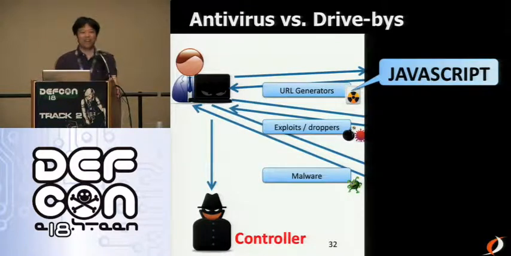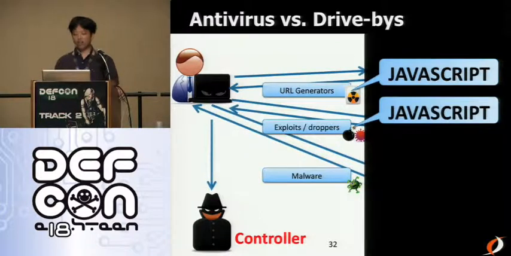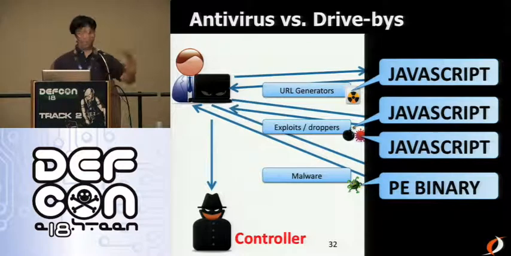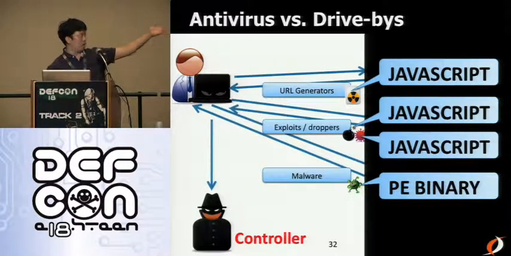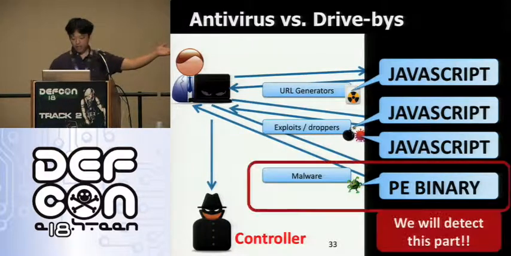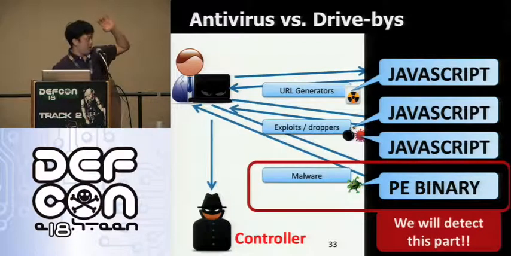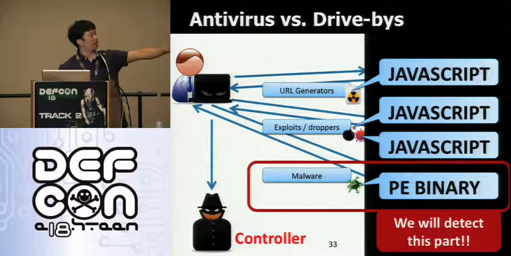Maybe it's true, right? I mean, yeah, PEs and everything and assembly, these are very hard. But unfortunately, we have to deal with JavaScript when we deal with drive-by download. And so, according to their explanation, as you can see, in our drive-by download process, the URL generator is JavaScript, the exploits are JavaScript, the malware itself is the PE binary, and this is what they said, well, we'll detect this part. So during the drive-by download detection process, if in the end that's going to exist, we're going to detect that. But unfortunately, that's not the case.